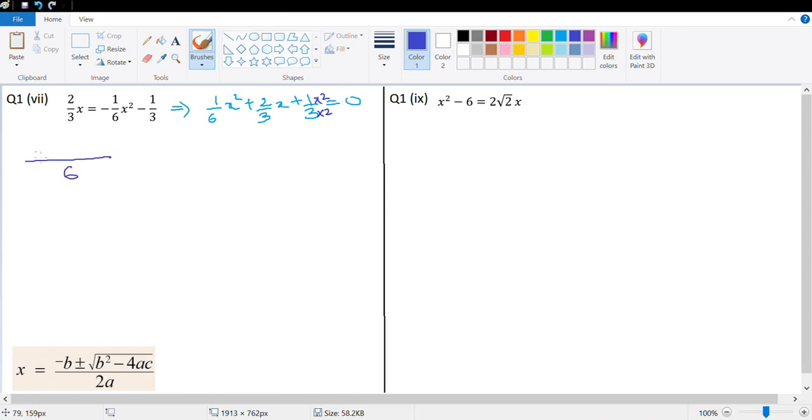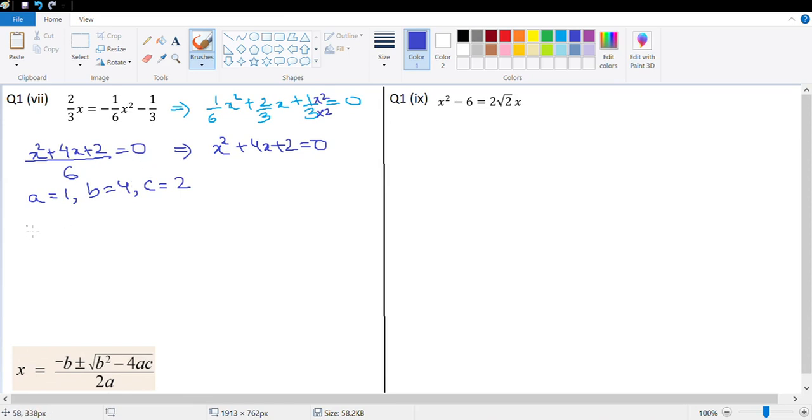This is 6. So this will become x square plus 2 into 2, that's 4x plus 2 is equal to 0. Cross multiply. I get x square plus 4x plus 2 is equal to 0. Comparing it with ax square plus bx plus c, a is equal to 1, b is equal to 4, c is equal to 2.